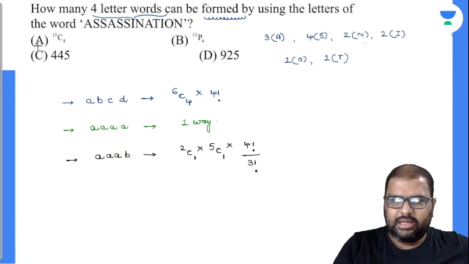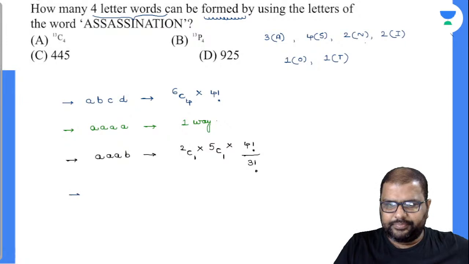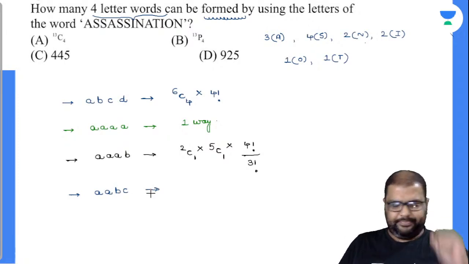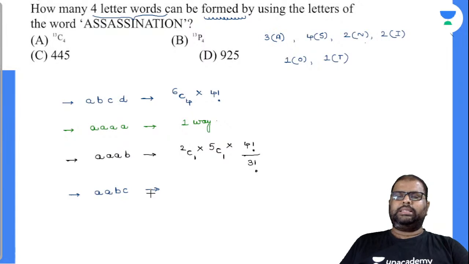Perfectly done. Let's come to the next case. A, B, C: 2 different, 2 same. Okay. Let's come to this.